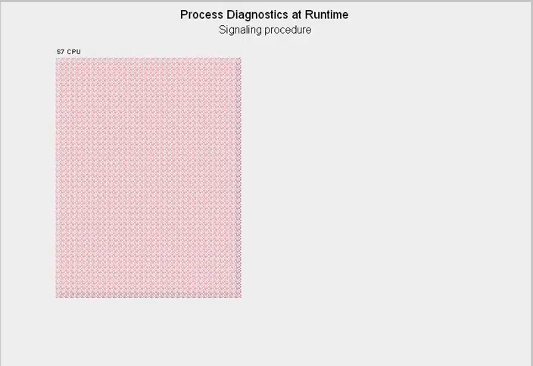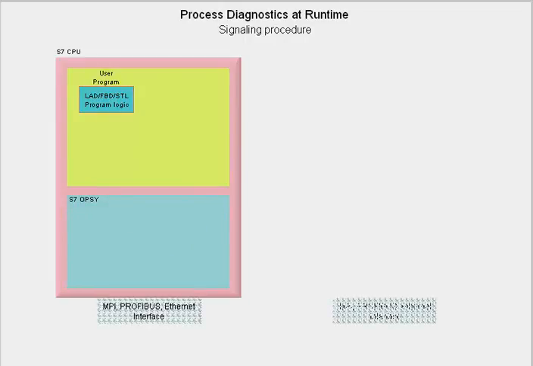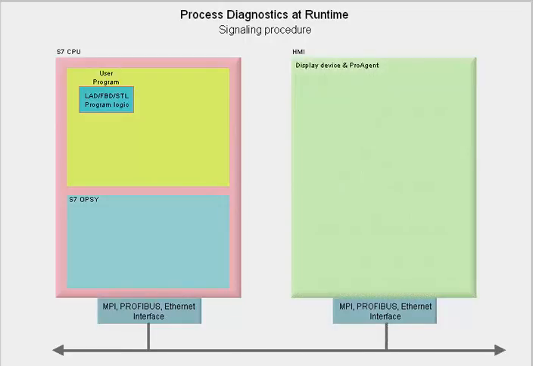Now, by way of example, we want to follow a process fault during runtime through the schematic automation system, from address monitoring in the ladder, function block diagram or statement list user program via S7-P-Diag to display on the HMI device by Pro Agent. On the CPU side, our model consists of the user program level and the operating system functions. An HMI device with Pro Agent is connected via the relevant hardware controllers and bus systems.